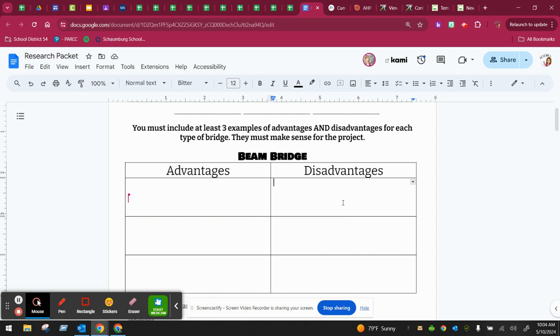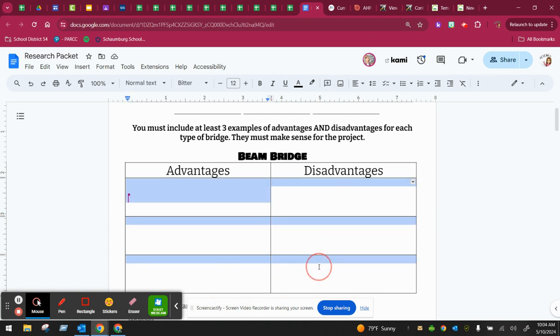You're not going to tell me that a boat can go under a suspension bridge, because we're not worried about boats. We are worried about a bridge that is strong and a bridge that is aesthetically pleasing, so attractive and/or unique. So those are the advantages and disadvantages that you're really looking for.